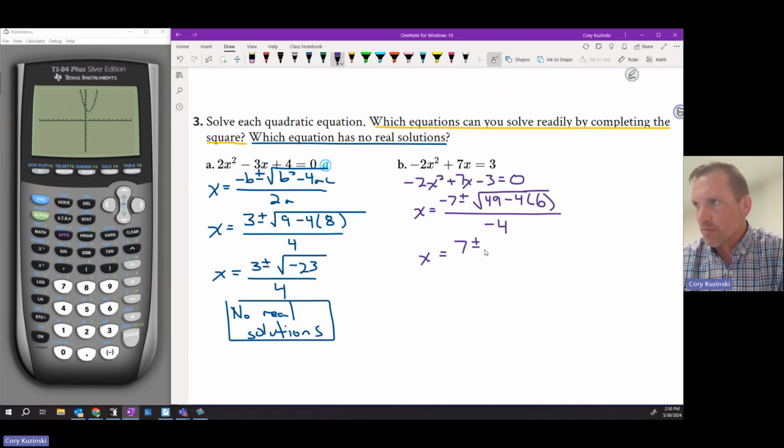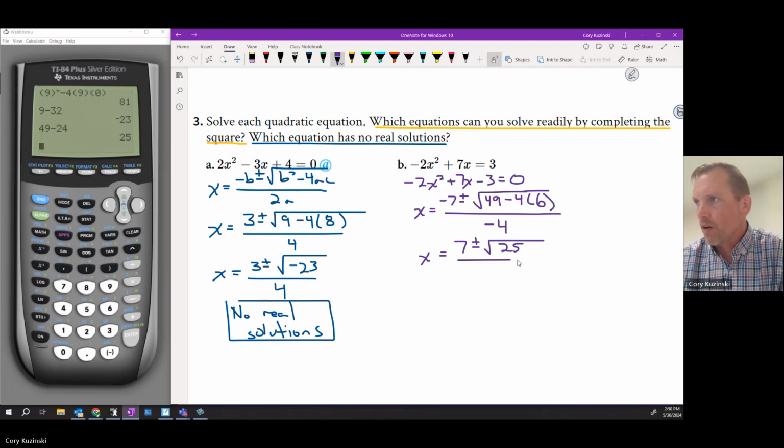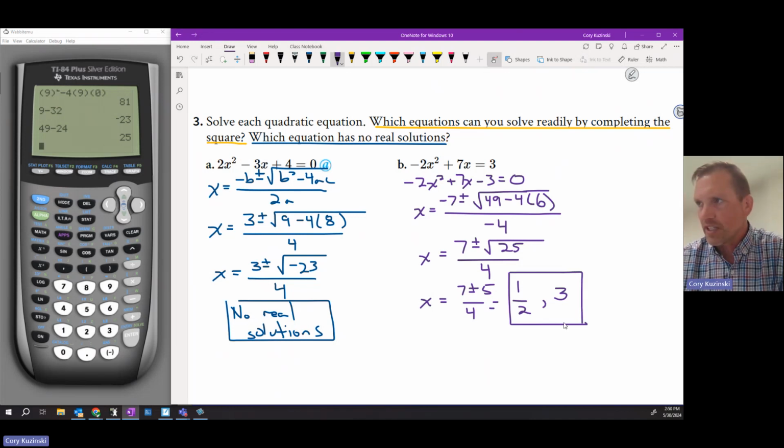So let's go 7 plus or minus the square root. 49 minus 24 is 25, okay? All over 4. And the square root of 25 is 5, so let's go 7 plus or minus 5 over 4. 7 minus 5 is 2. 2/4 is 1/2. And 7 plus 5 is 12. 12 over 4 is 3. There we go. I feel like we almost did that one in notes.